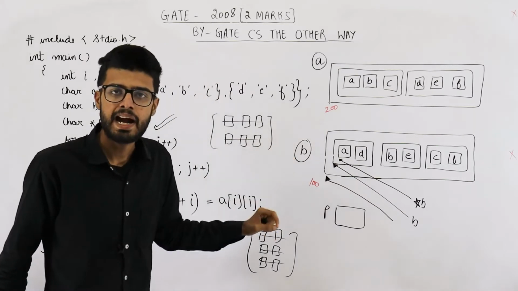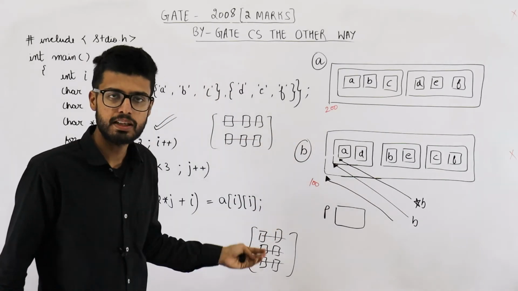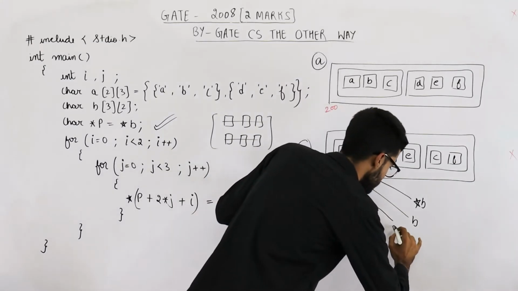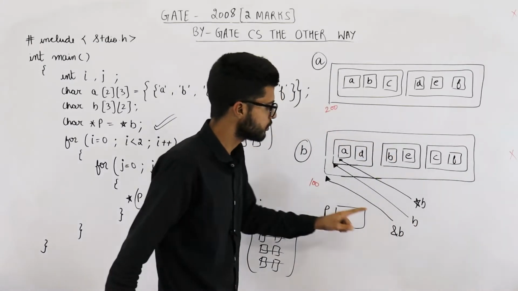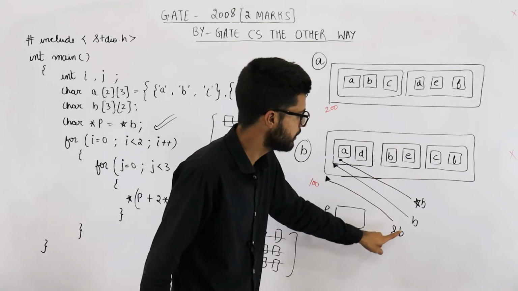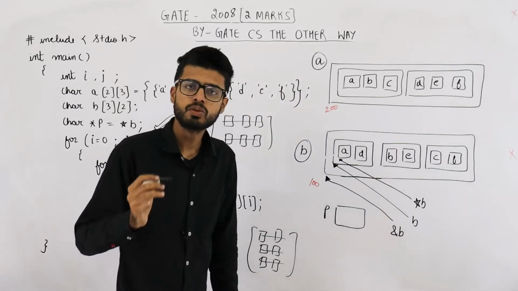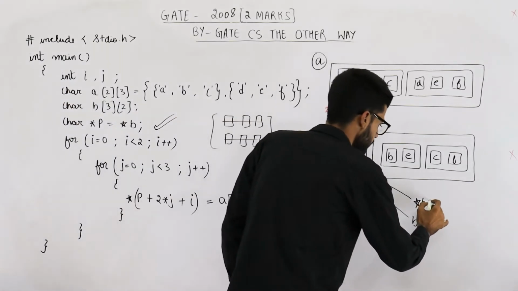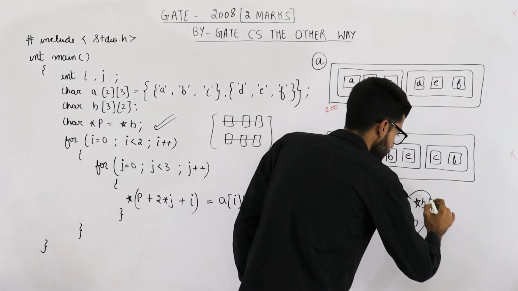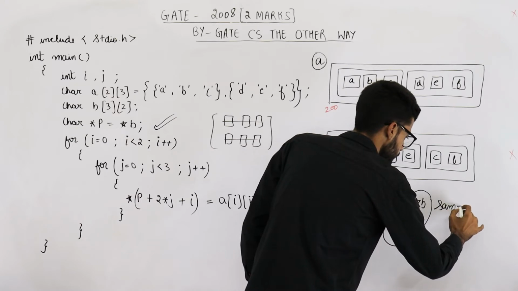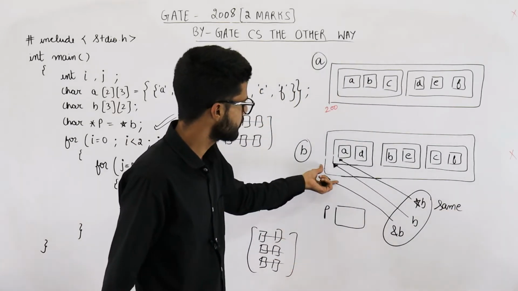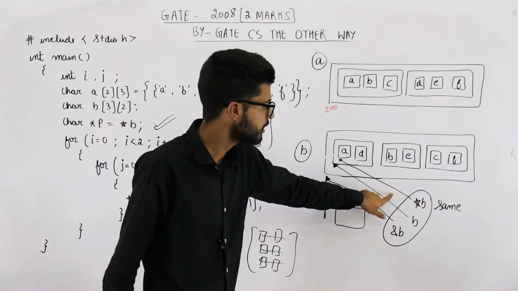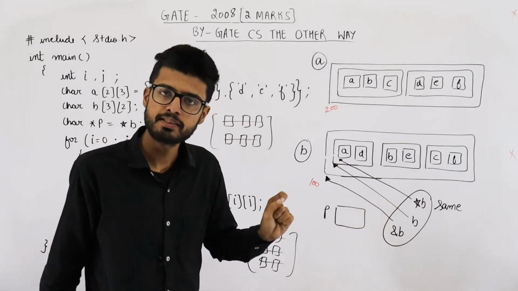And what will be &B? &B means coming one level outside. So from here, come one level outside. This will be &B. So *B, &B, B: each of these three represents the same address only. In two-dimensional arrays, they are the same. Look, the array starts from address 100. So &B, B, *B, the value of each of these is 100 only.